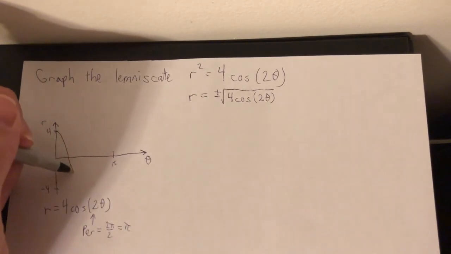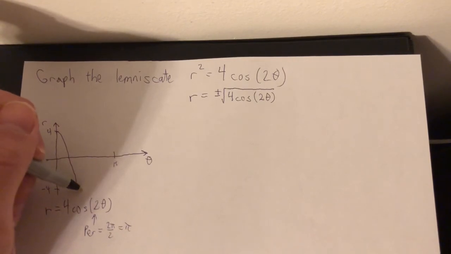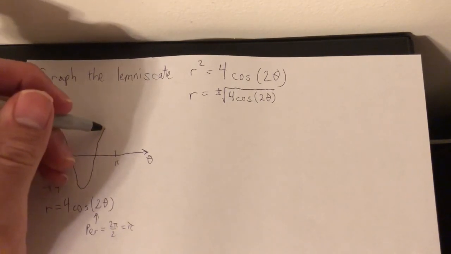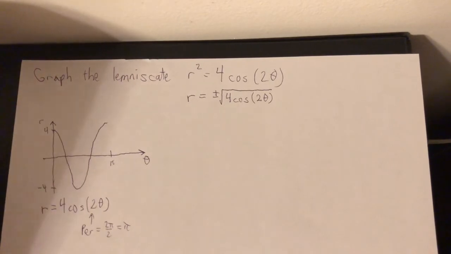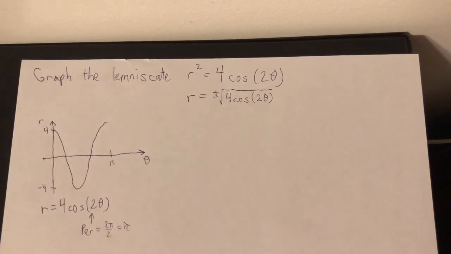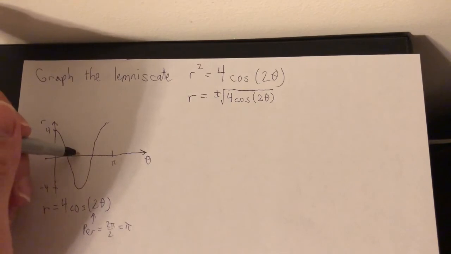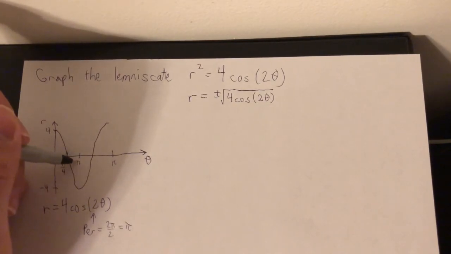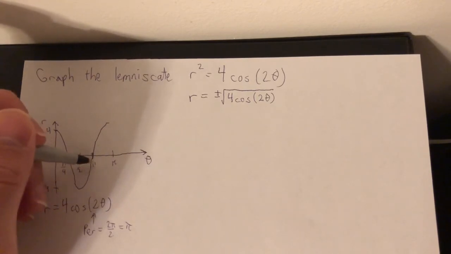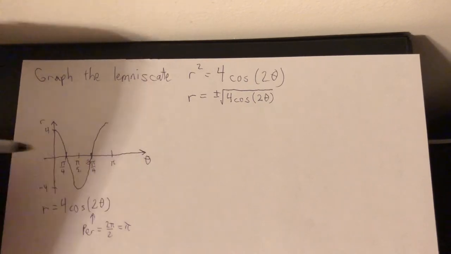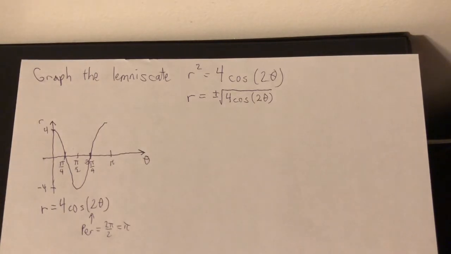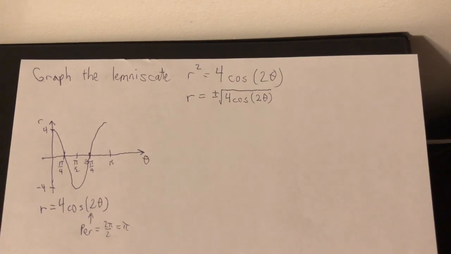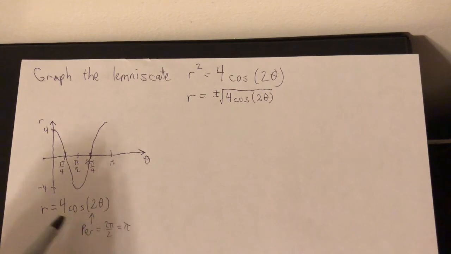So I'm going to leave the fun details to you guys. This is just review from the section on sinusoids. The basic shape of my graph is going to look like this. The increment is 1/4 of the period, so pi over 4. So pi over 4, pi over 2, 3 pi over 4, and pi are going to be the key theta values here.